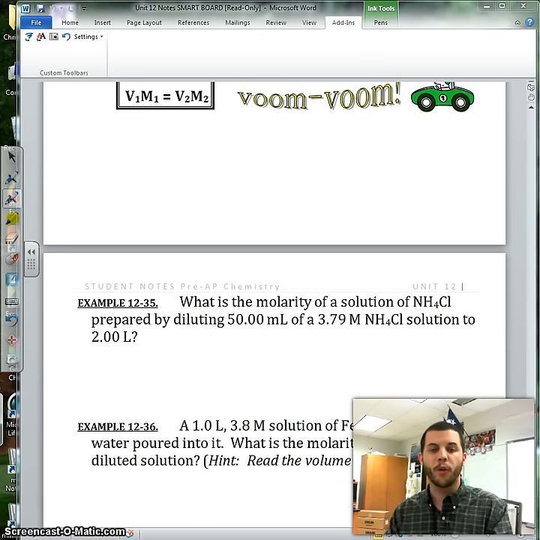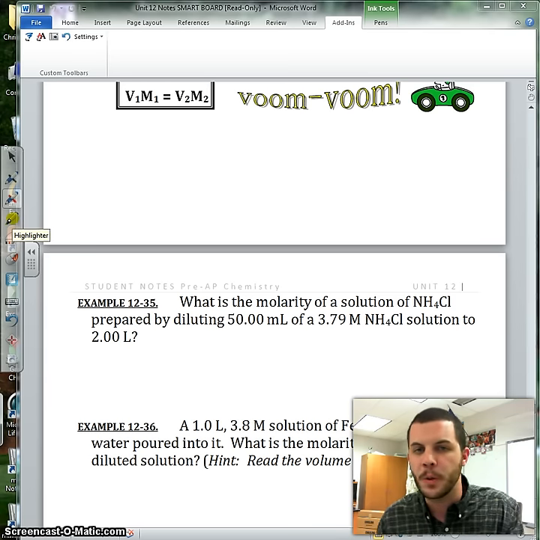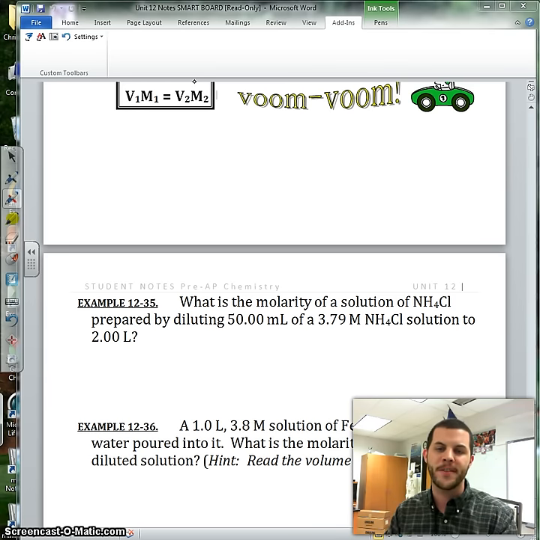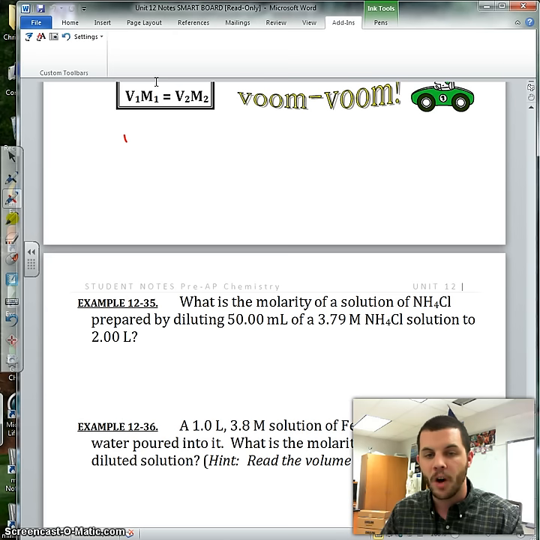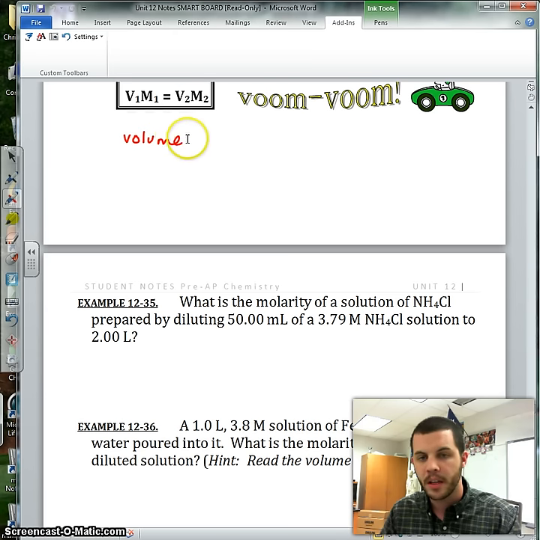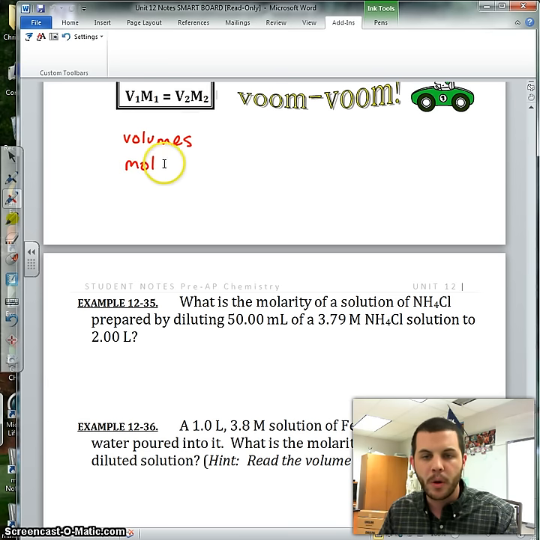Our formula for this looks very similar to Boyle's law. If we remember Boyle's law from way back when, remember Boyle's law was P1V1 equals P2V2, and the 1 represented the original volume and pressure, and the 2 was the final volume and pressure, all that fun stuff. Well, we call this the VM VM formula because we've got V1M1 equals V2M2, where V1 and V2 are our original and final volumes, and M1 and M2 are our original and final molarities.